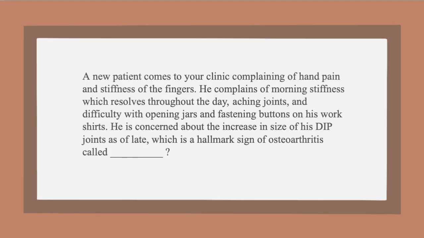A new patient comes to your clinic complaining of hand pain, stiffness of the fingers. He's talking about morning stiffness that resolves throughout the day, aching joints, difficulty with some ADLs like opening jars. He's concerned about the increase in the size of his DIP joints as of late, which is a hallmark sign of osteoarthritis called Heberden's nodes. Something to remember: Heberden's nodes typically will show up first, not always. Sometimes people will have the Bouchard's nodes at the PIP first, but Heberden's is a good thing to look out for signs of osteoarthritis.